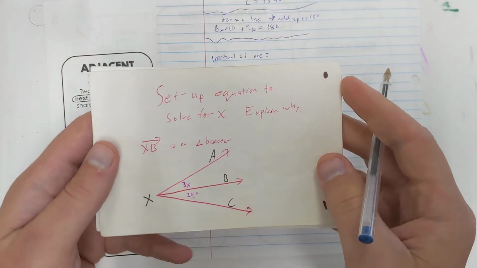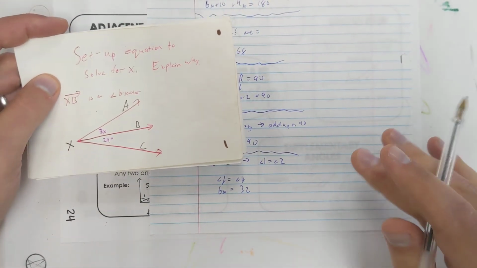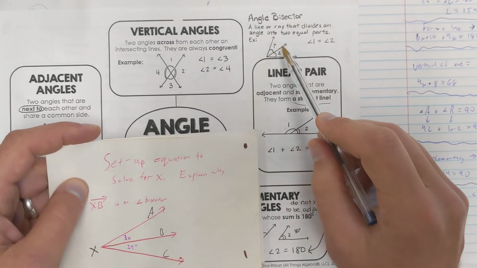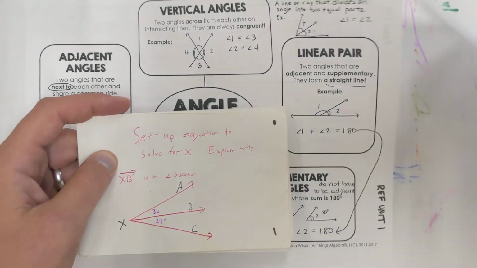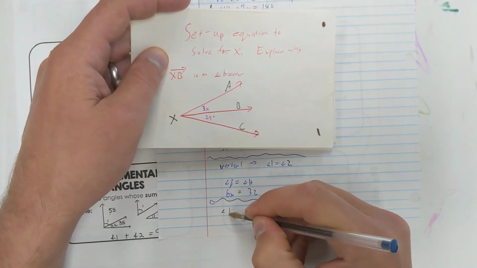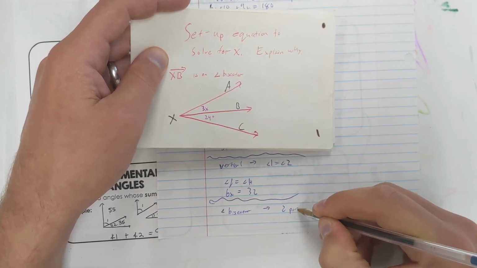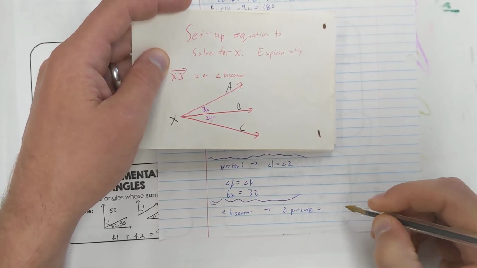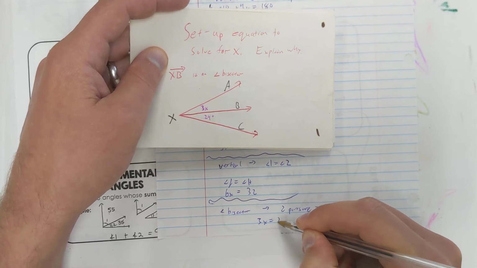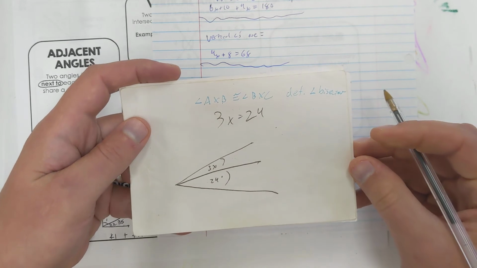All right, angle bisector. Make this be the last one. Angle bisector. Okay, angle bisector, check my notes. Angle bisector means that two parts are equal. So that's going to mean 3x has got to equal 24. Check the other side, and we're good.